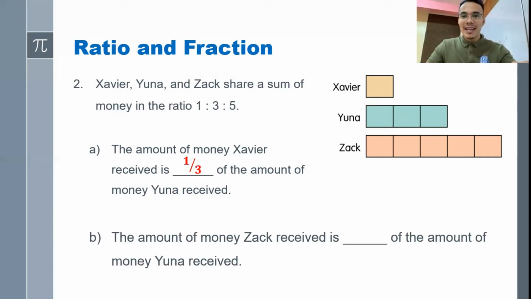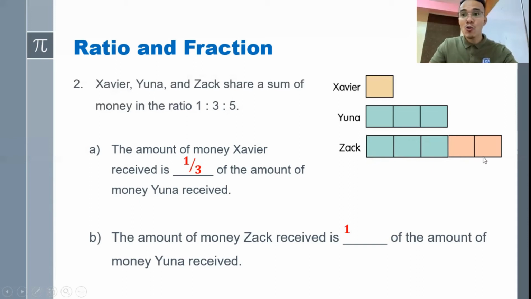Letter B. The amount of money Zach received is blank of the amount of money Yuna received. Again, the word that follows after the blank is of. It means our answer here should be a fraction. Zach's money is what fraction of Yuna's money? So this is what we are going to do. This is already considered as 1/2 of Yuna. So we are going to write here 1/2.